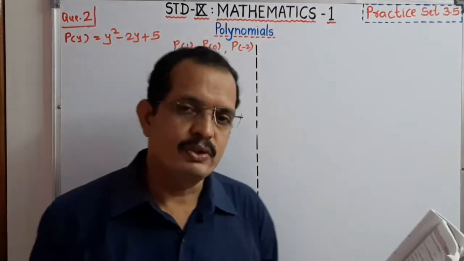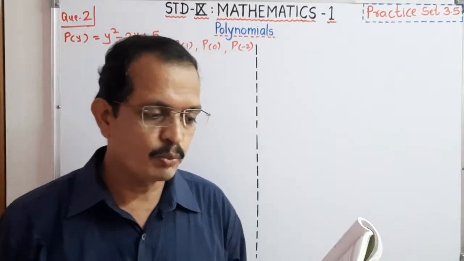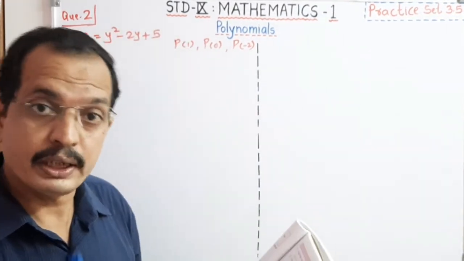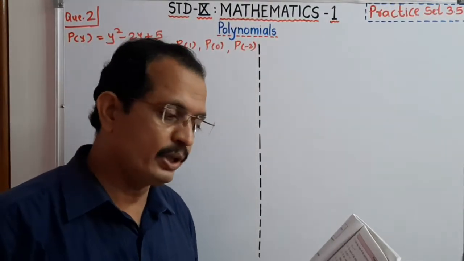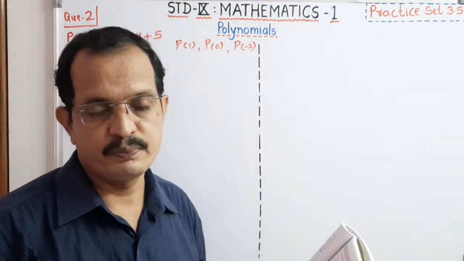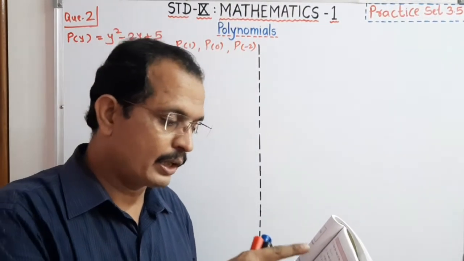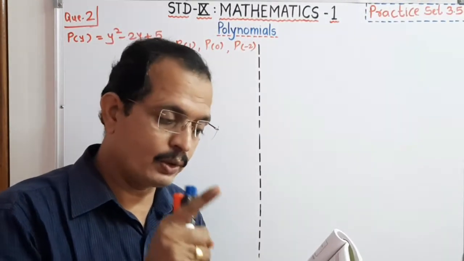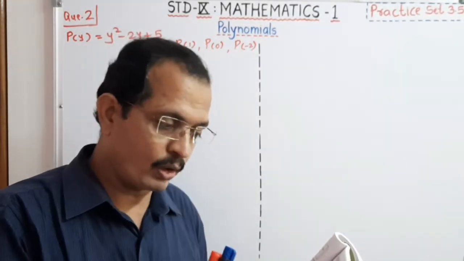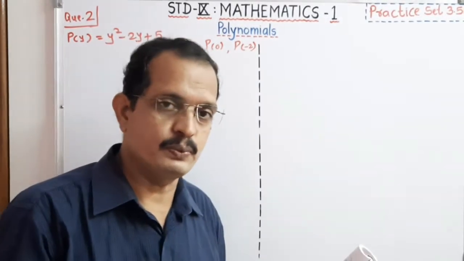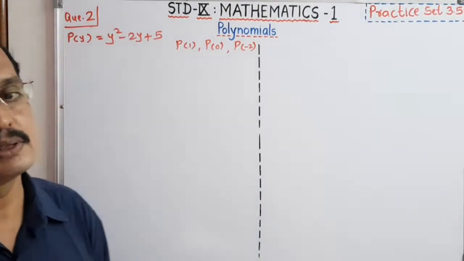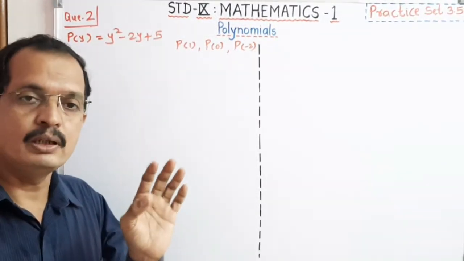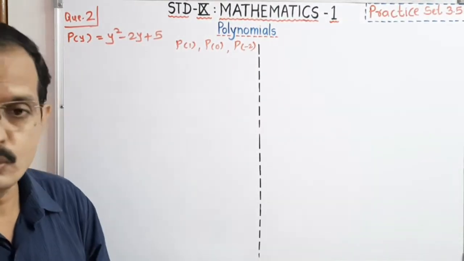Now see the second question. For each of the following polynomials, dear student, 3 polynomials are given. For each polynomial, find P(1), P(0) and P(minus 2). For each polynomial we have to find the value of that polynomial for 1, 0 and minus 2. There are 3 polynomials. Out of those 3, I will show you 1, because it is very simple; the remaining you have to do as homework.